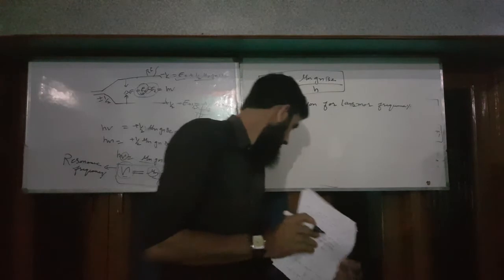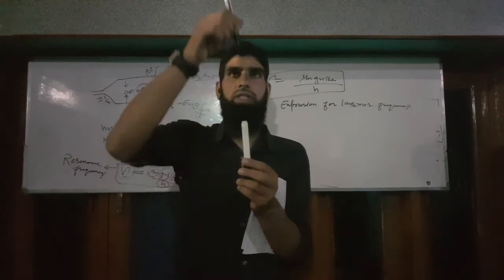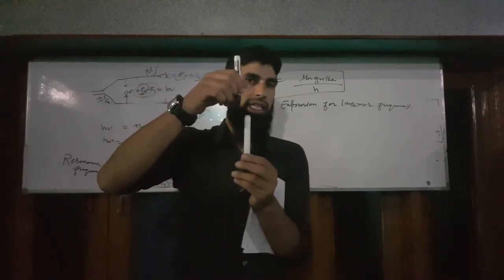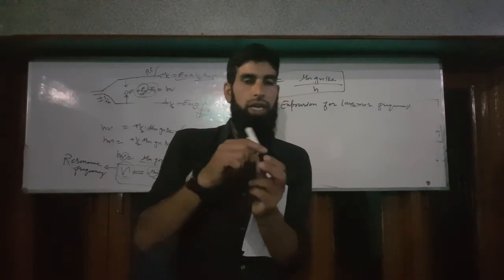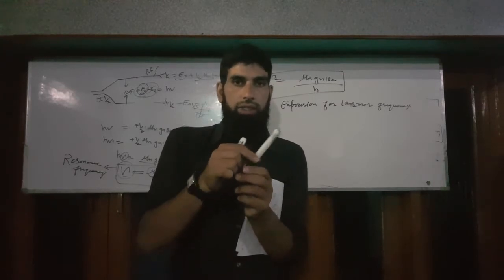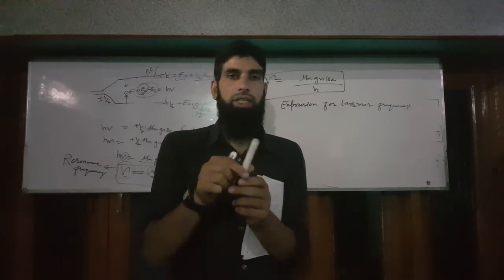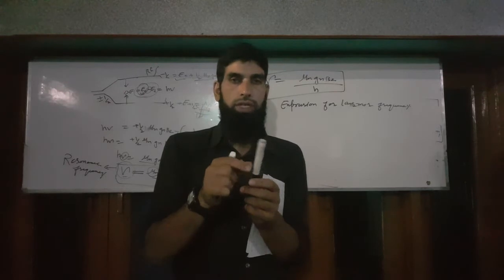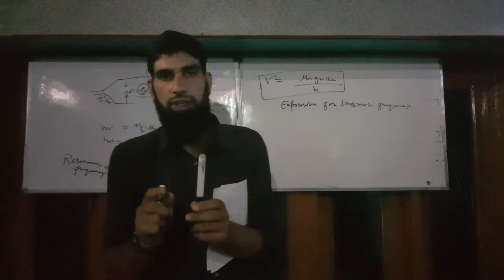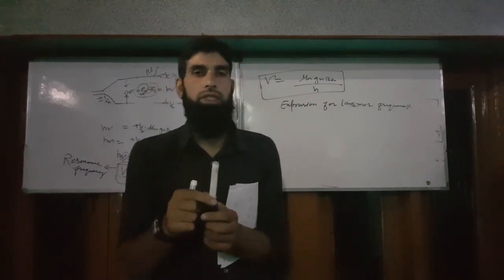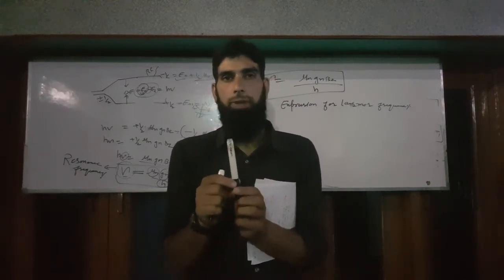But as we apply the external magnetic field, what happens? Suppose this was the z-axis along which it is spinning. When we apply the external magnetic field, it will not spin along the z-axis, but it will rotate around the z-axis. This circular motion is known as a precession, or we call it the Larmor precession. We use the word Larmor in honor of the scientist who discovered this Larmor frequency or Larmor precession.